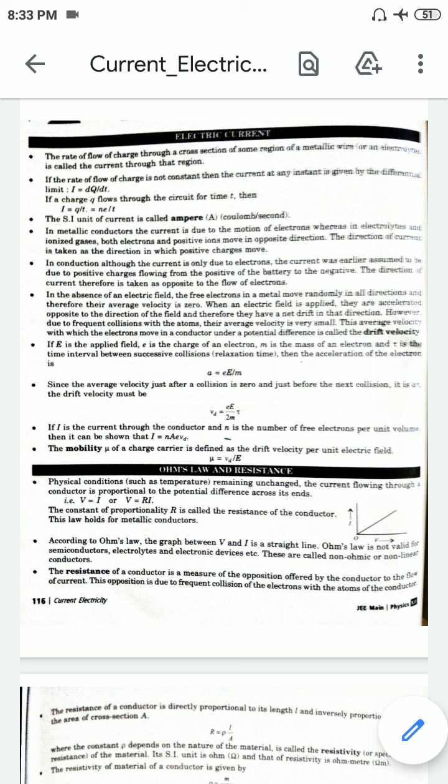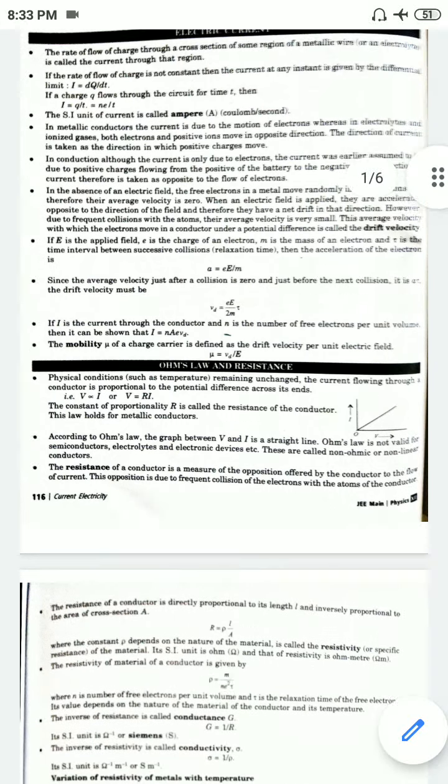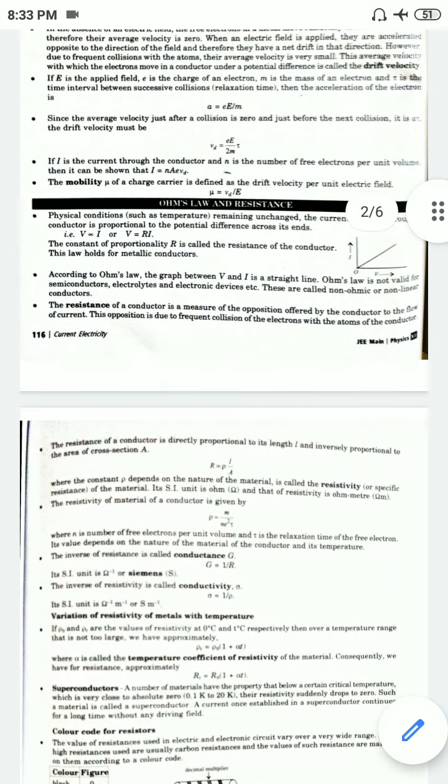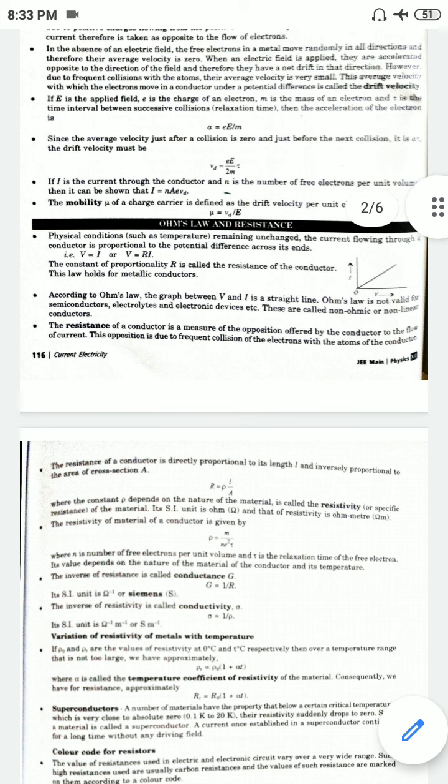The resistance of a conductor is a measure of the opposition offered by the conductor to the flow of current. Resistance is what? It is the opposition offered by the conductor to the flow of current. This opposition is due to the frequent collision of electrons with the atoms of a conductor. The resistance of a conductor is directly proportional to length, and inversely proportional to area of cross section.